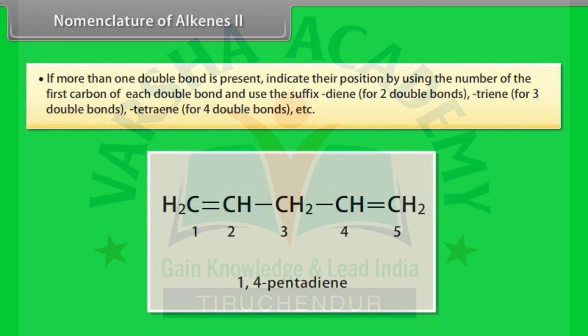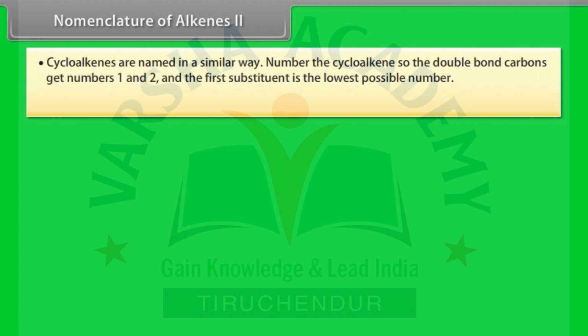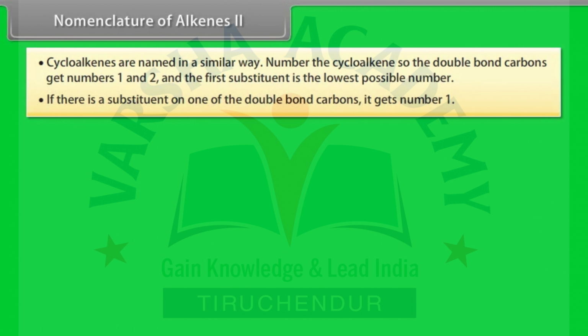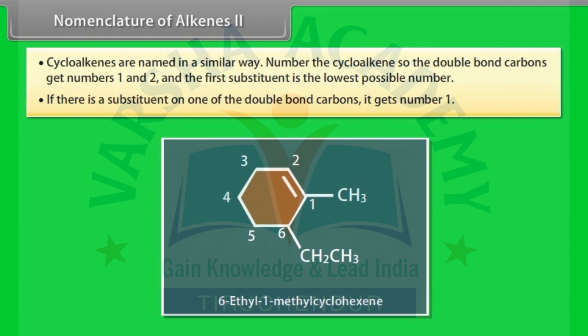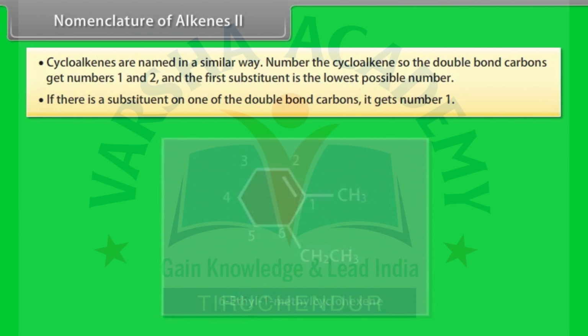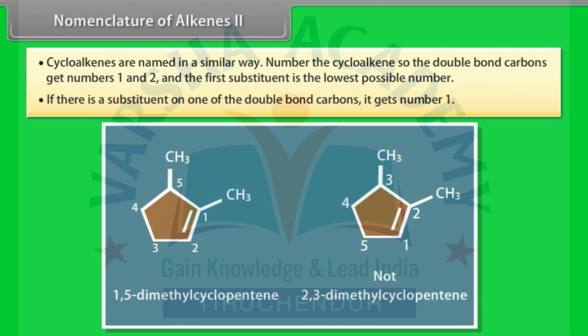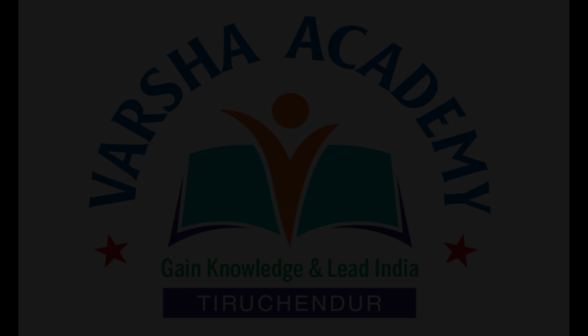1,4-pentadiene. Step 9. Cycloalkenes are named in a similar way. Number the cycloalkene so the double bond carbons get numbers 1 and 2, and the first substituent gets the lowest possible number. If there is a substituent on one of the double bond carbons, it gets number 1. 6-ethyl-1-methyl cyclohexene. Look at this compound. It is named as 1,5-dimethyl cyclopentene and not 2,3-dimethyl cyclopentene.